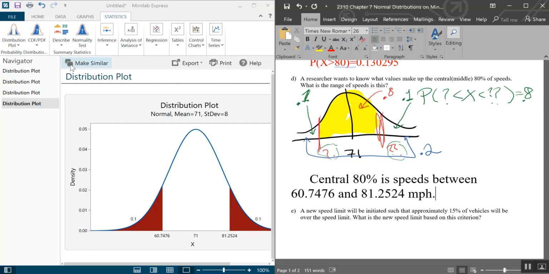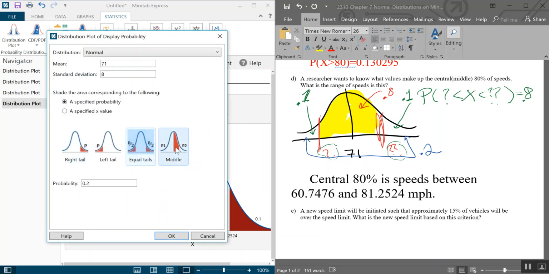So I'm going to hit Make Similar. I'm going to do Middle. Now, middle's unusual because it has probability 1 and probability 2, and it wants the probability of the stuff to the left of the area of your interest, and probability 2 is the stuff to the right of your area of interest. Now, in my case, the stuff to the left of my area of interest is this 0.1 tail, and the stuff to the right of my area of interest is this other 0.1 tail. So they happen to be the same.